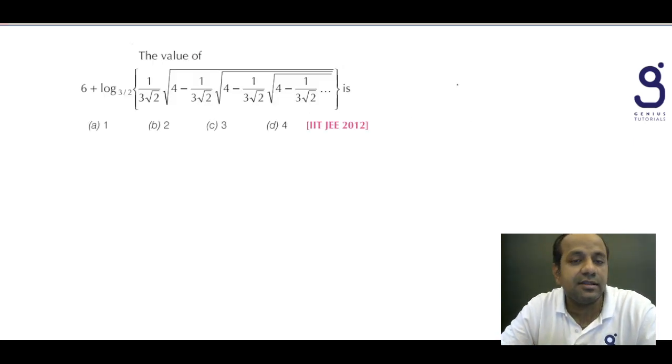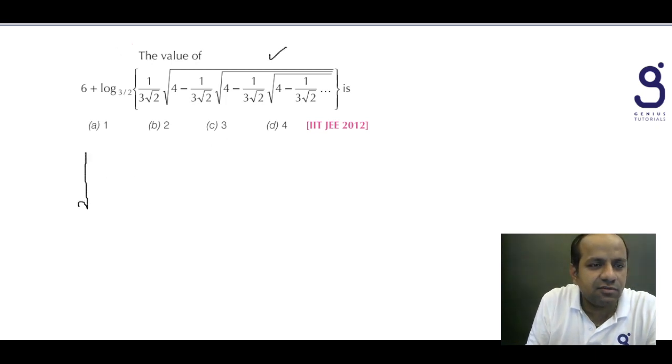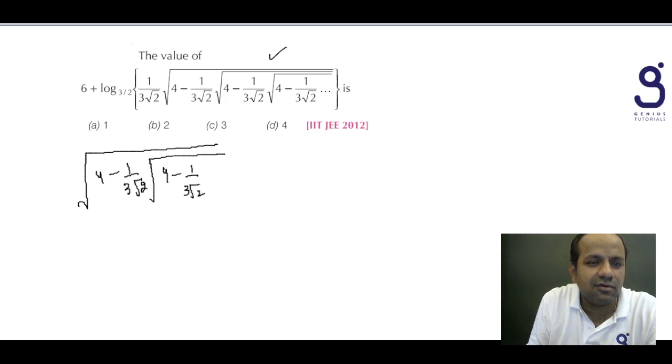The next question here is, again, a very important question. We need to find the value of this expression. While dealing with these types of questions, it's better if you substitute this value, 4 minus 1 by 3 root 2 under root of 4 minus 1 by 3 root 2 under root of 4 minus 1 by 3 root 2 and so on, as, let's say, y. We can say this is 4 minus 1 by 3 root 2 y. This is equal to y here.